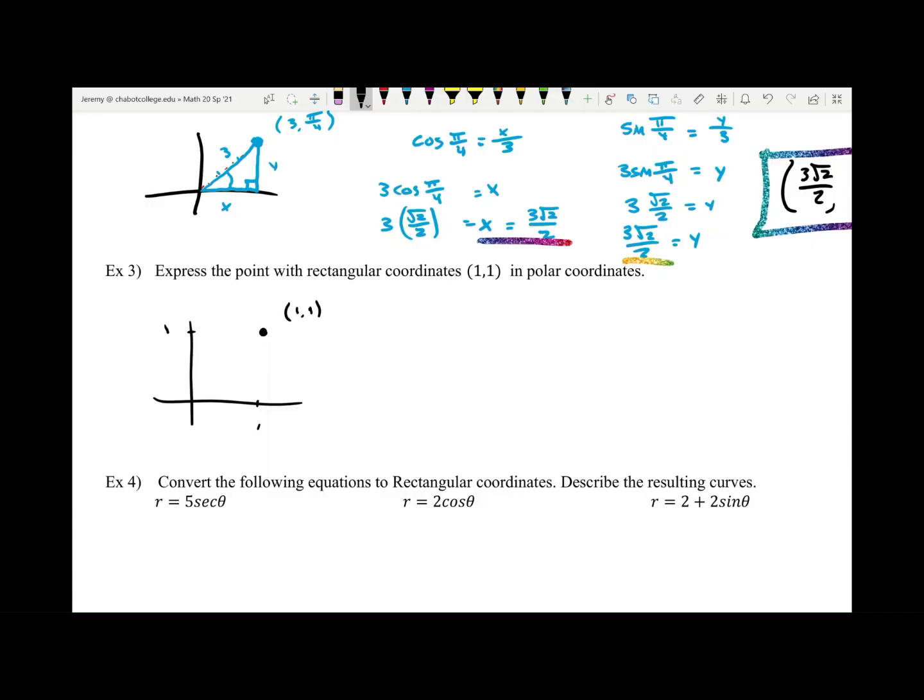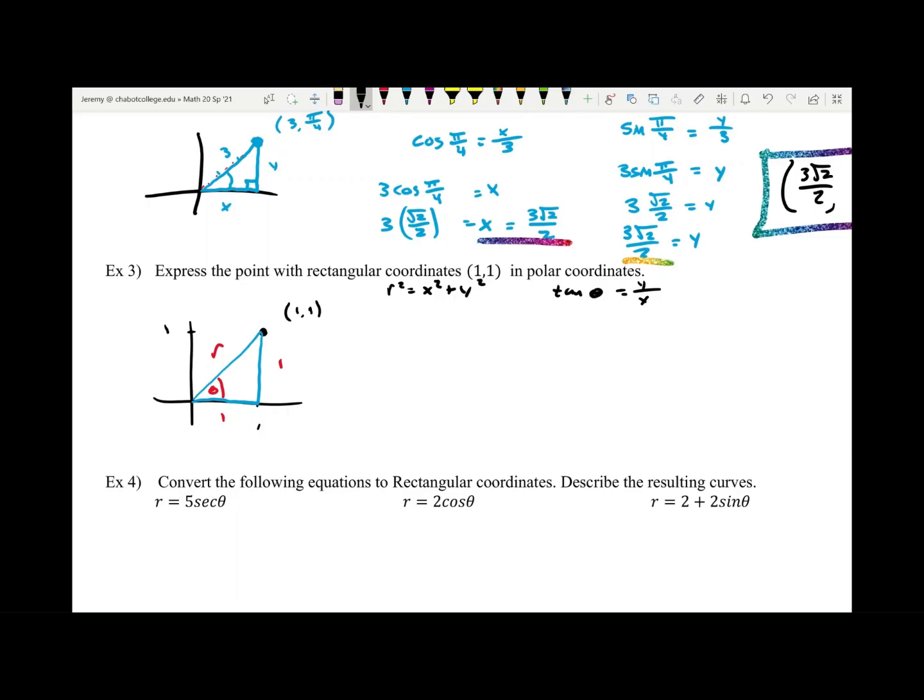All right, so again, I really like thinking about stuff in terms of right triangles, so I'm going to draw this in. But you could also just have these formulas memorized: r squared equals x squared plus y squared, and tangent of theta equals y over x. But anyway, here's what my triangle looks like. So that's 1, this is r, and this is theta. So I'm trying to solve for r and theta.